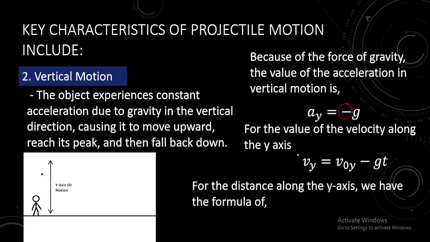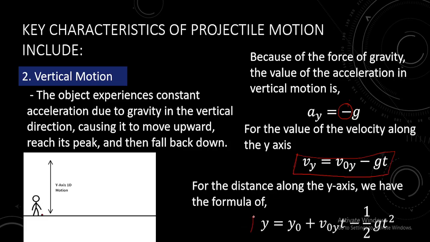Okay, so the distance along the y-axis from the ground, which is also equivalent to finding the height of the projectile, is given by the formula y, or it will be h later on, or the height is equivalent to y sub o plus v sub oy times time minus 1/2 gt squared. These two came from the study of free fall motion. So be sure that you learn them.